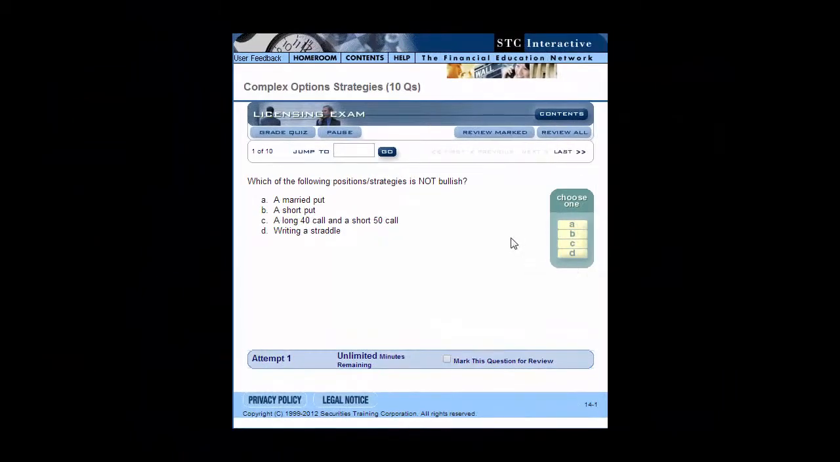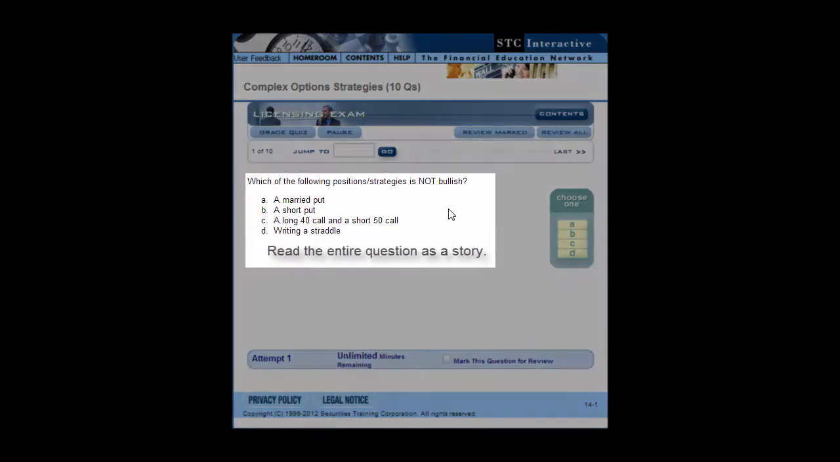And today we're going to look at an options question. Now, before you look at the question on the screen itself, let me tell you one of the best ways to attack a question. When you're taking practice exams or when you're sitting with the real thing, what you want to do is read the entire question as a story. That's important.